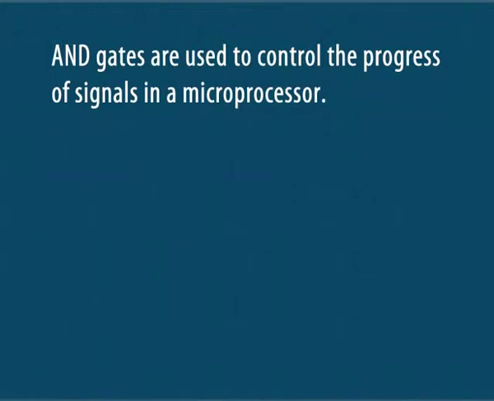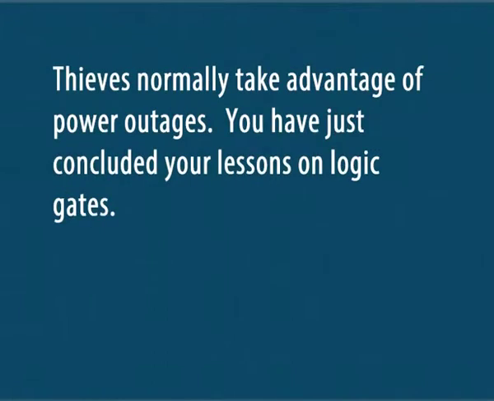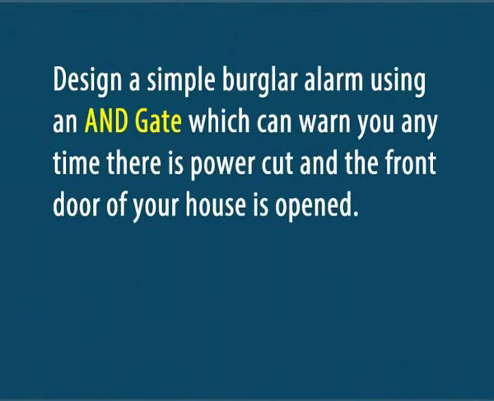AND gates are used to control the progress of signals in a microprocessor. Now let's see how we can use the AND gate to design an alarm system. Thieves normally take advantage of power outages. You have just concluded your lessons on logic gates. Design a simple burglar alarm using an AND gate which can warn you anytime there is a power cut and the front door of your house is open.